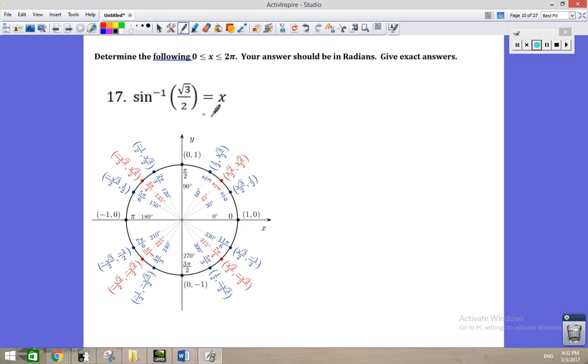Sorry about that. So I look from 0 to 2 pi for a y coordinate that is radical 3 over 2. And I find it at that point, but also over here at this point. So I have two solutions, one at pi over 3 and one at 2 pi over 3. Because there are infinitely many values of x that satisfy this equation, but only two of them that are between 0 and 2 pi.